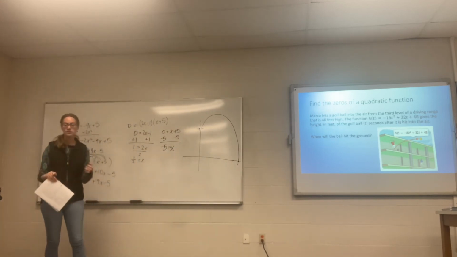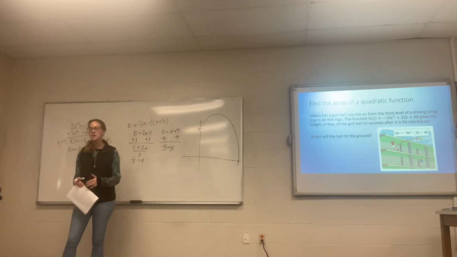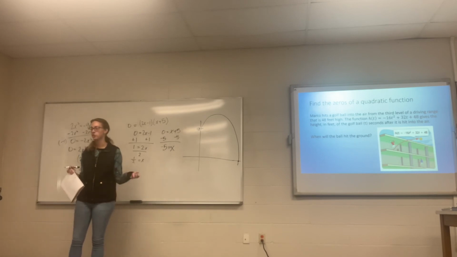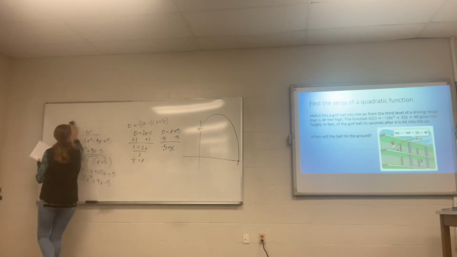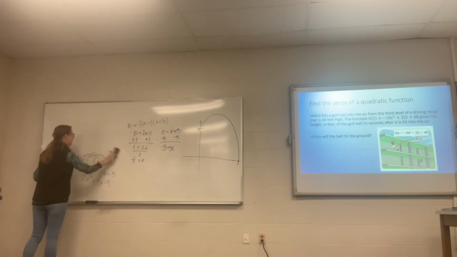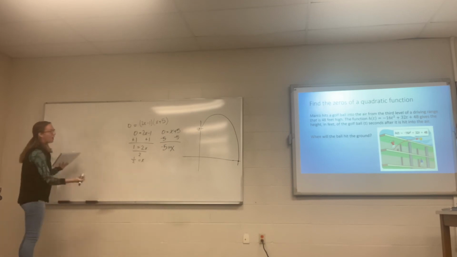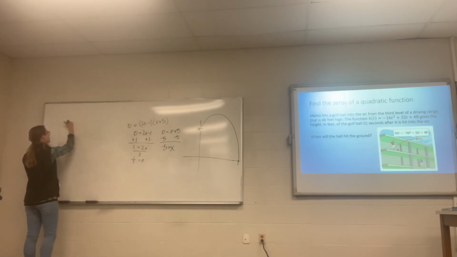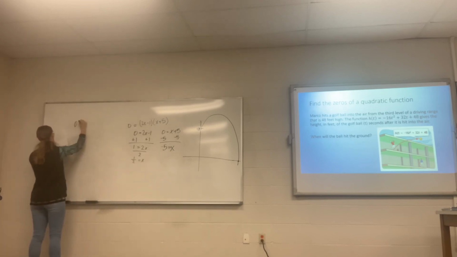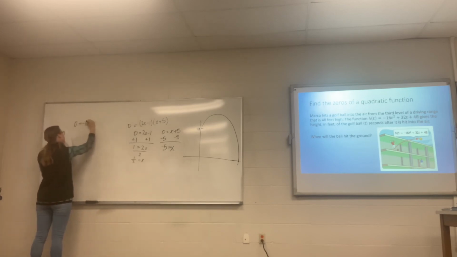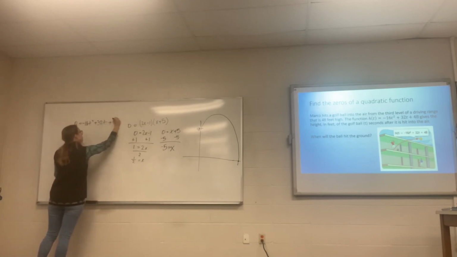So what I can do is factor and then figure out exactly where my x-intercept is, and that's going to answer the question. Let's go ahead and do that. Let's factor. I can set it equal to 0 to start off with, so I have 0 is equal to negative 16t squared plus 32t plus 48.